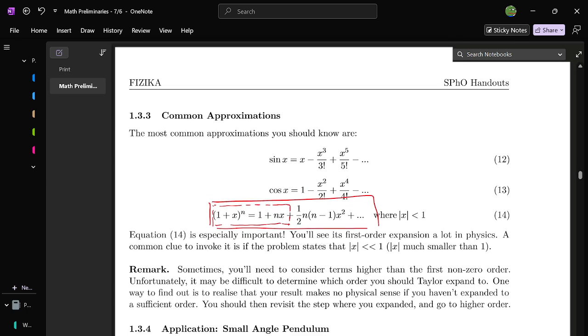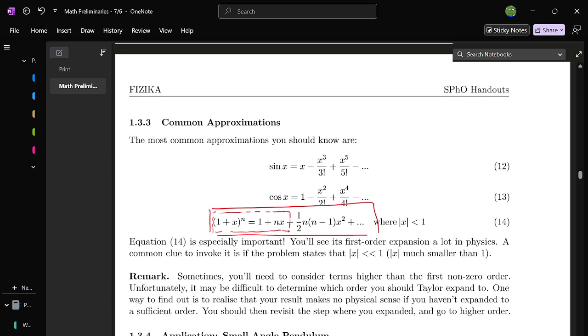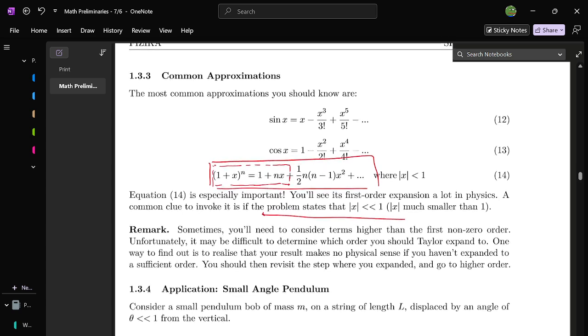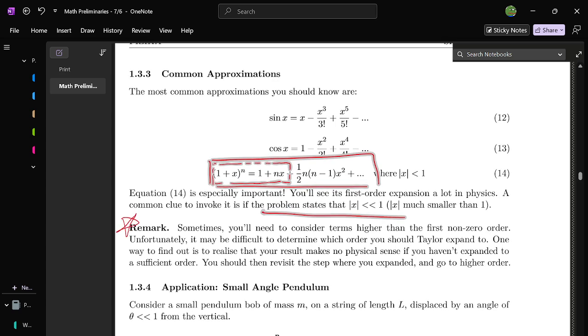So one common hint the question might show to you is if it says x is much smaller than 1. Now if it says this, then this is basically always a giveaway that you have to approximate using the approximation here. Yeah.